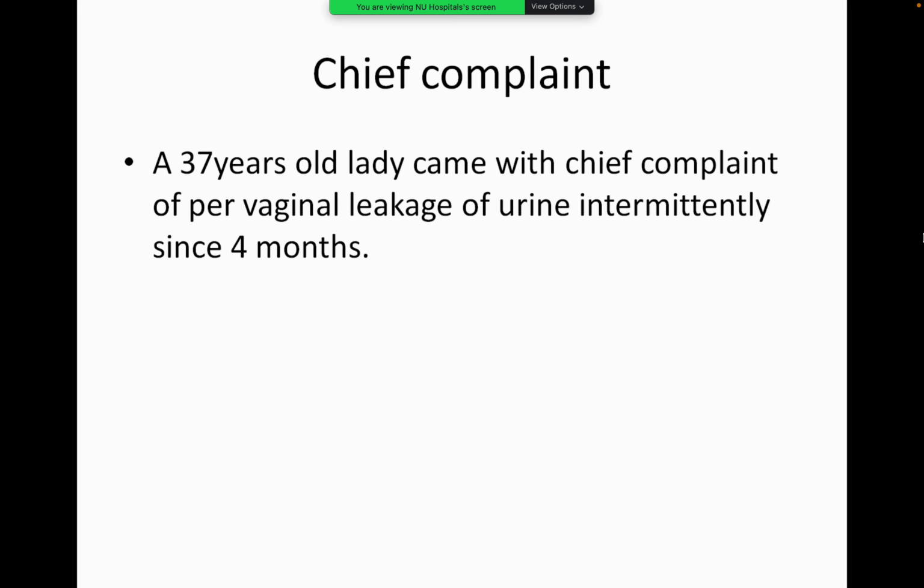I would like to know whether the leakage was continuous or intermittent, whether the leakage was associated with any change of position, and was there any antecedent history of trauma or any obstetric history or any surgical history after which.